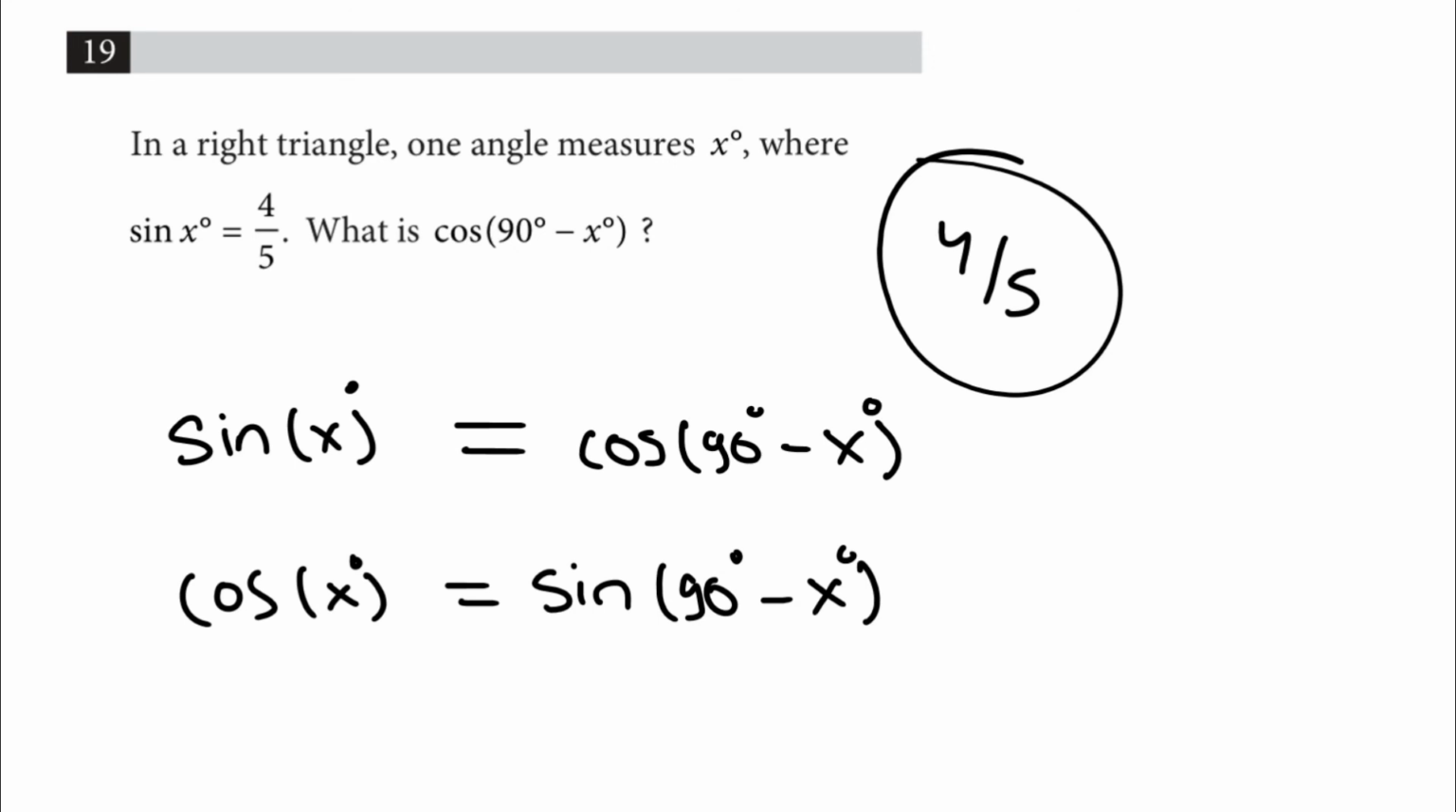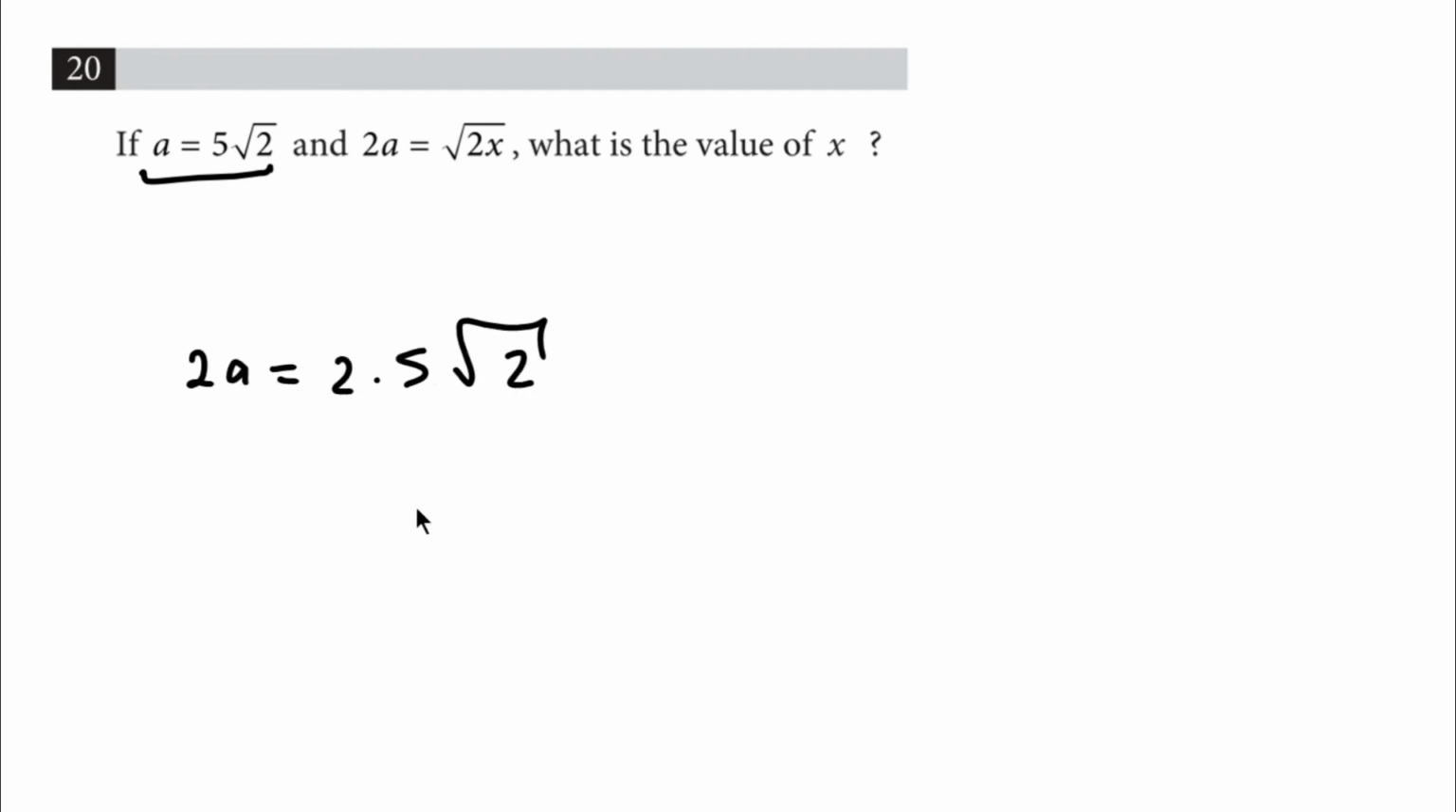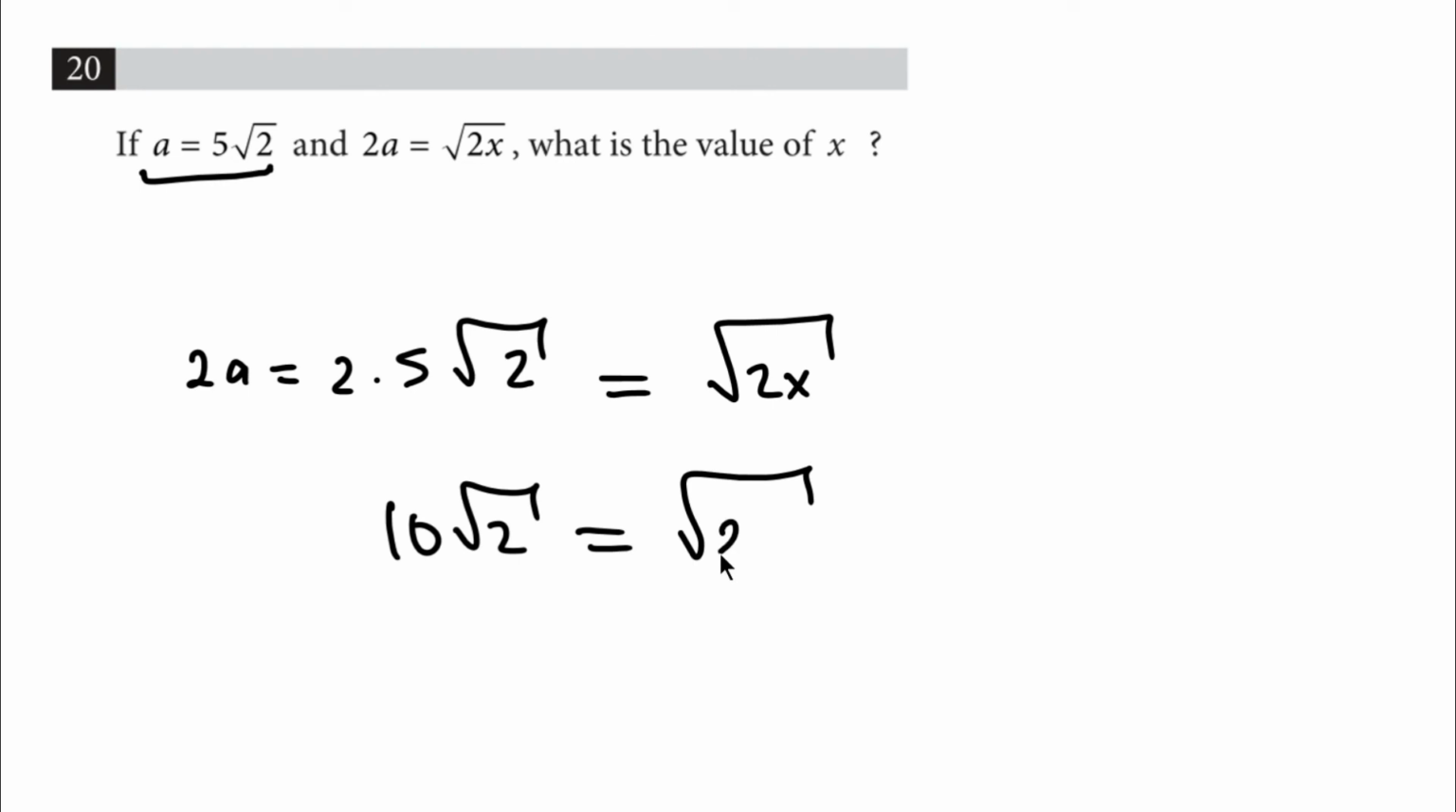Now let's move on to the next problem. If a is equal to 5 root 2 and 2a is equal to root 2 times x, what is the value of x? Guys, let's multiply a by 2 on the left expression right here. So 2a is equal to 2 times 5 times root 2. And therefore, as given here, that is also equal to root 2x. So 2 times 5 times root 2 is actually 10 times root 2, and that is equal to root 2x.